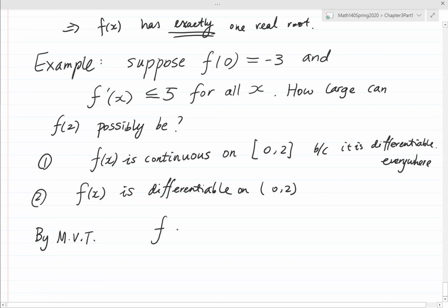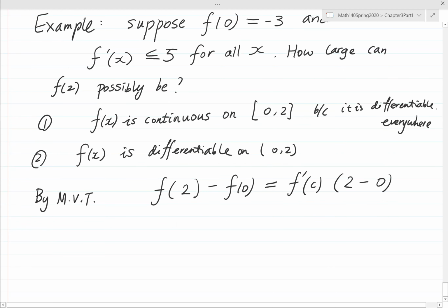The mean value theorem tells us that f(2) minus f(0), the difference of the two function values, is equal to the average velocity, i.e. the derivative at some number c, times b minus a. Here b is 2, a is 0, so this is 2 minus 0, which gives us 2. So this is twice f derivative at c, where c lies in the open interval 0 to 2.